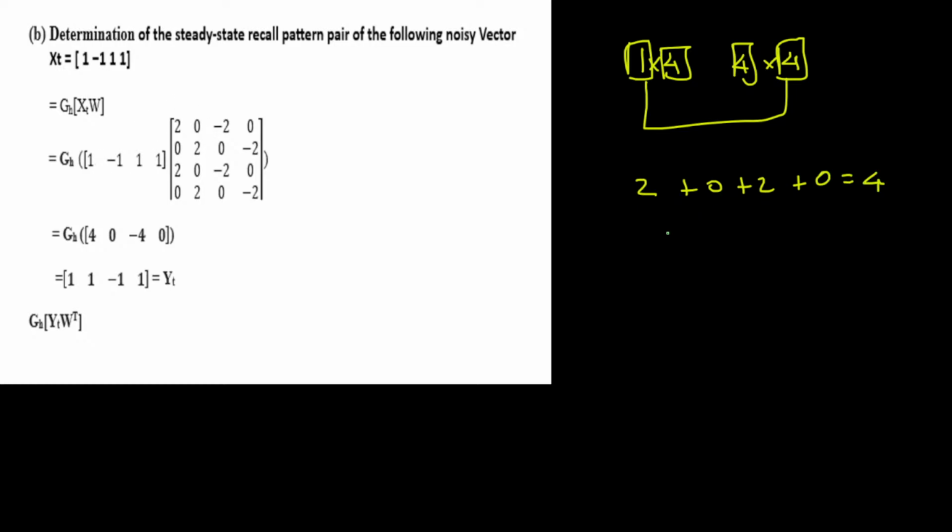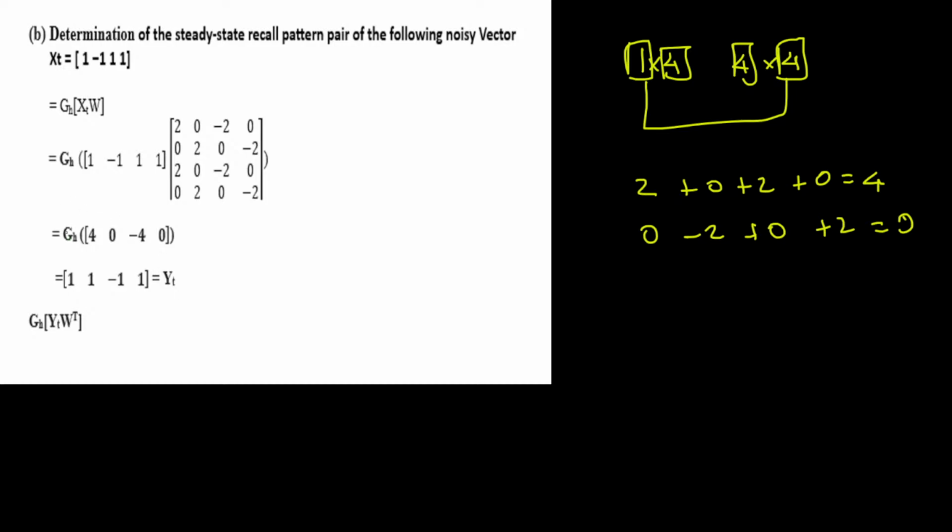1 times 0, 0 for the next one, and then minus 1 times 2, minus 2, and then 1 times 0, 0, and then 1 times 2, 2. So if you add them together, that's going to give you 0. So like that, we multiply the row by each column, and that gives us this 4, 0, minus 4, 0.